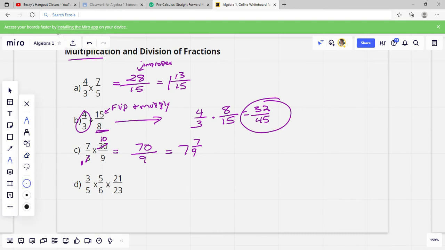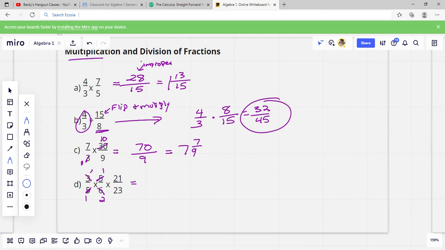Okay, this one, we're multiplying more than two numbers at a time here, but let's look for places we can cancel. This 5 and this 5 can cancel each other. Those both turn into 1s. And then this 3 and this 6. How many 3's are in 3? 1. How many 3's are in 6? 2. So then when I multiply, it's a lot easier.